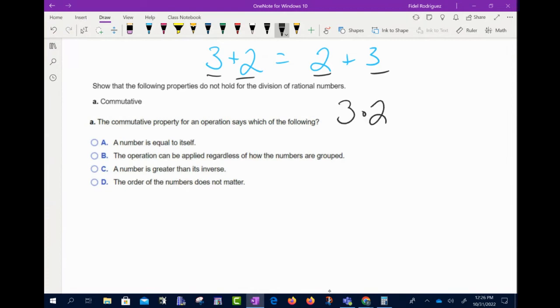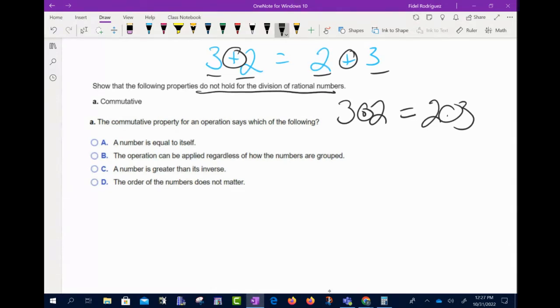Now, it also works when we multiply. 3 times 2 is the same thing as 2 times 3. So the commutative property, y'all, works for adding, and it works for multiplying, okay? So they're telling me, show that it does not hold for the division of rational numbers, okay?